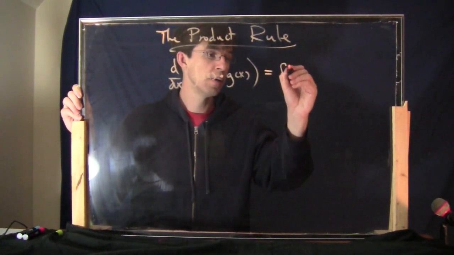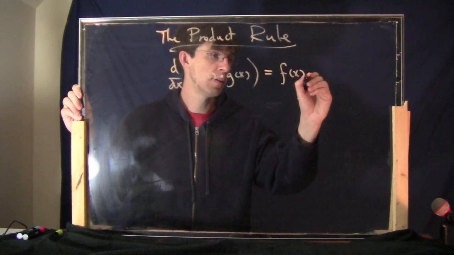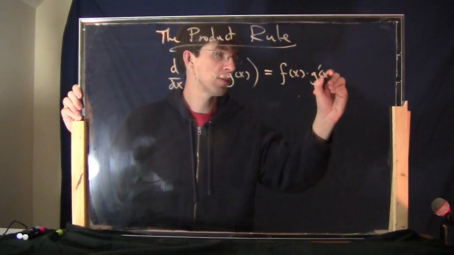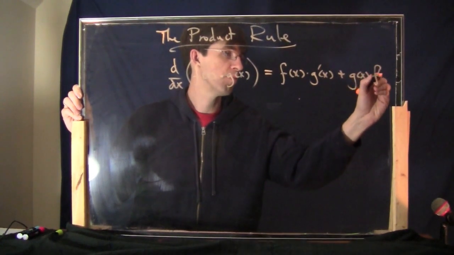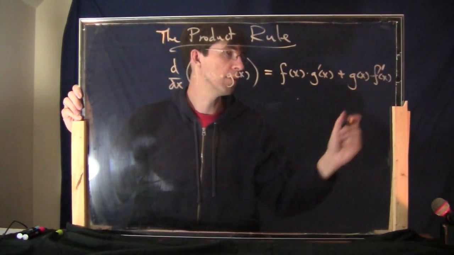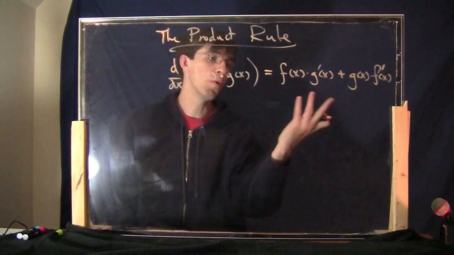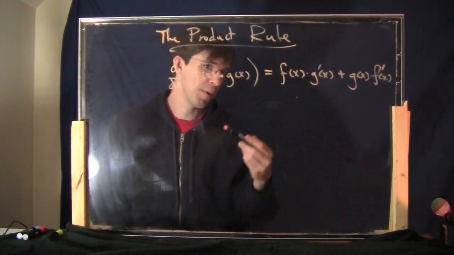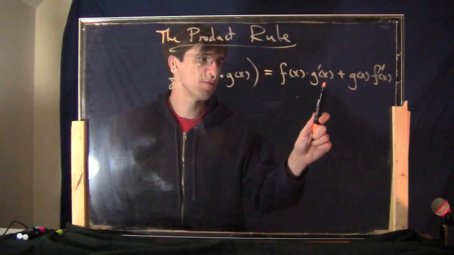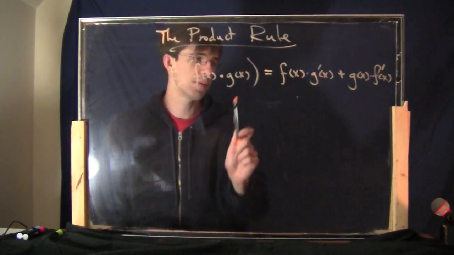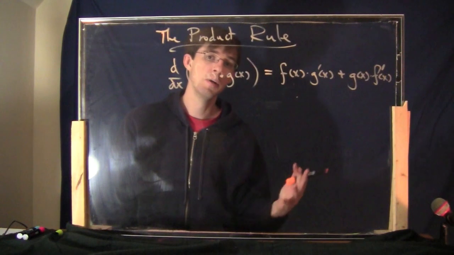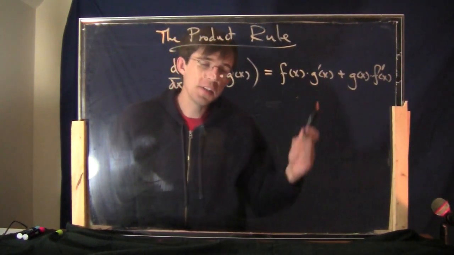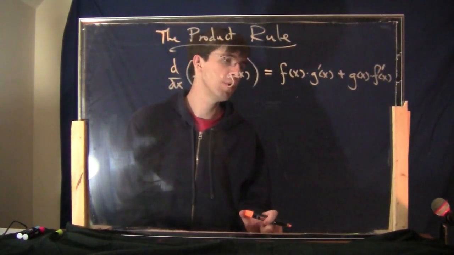Here's what it is. The answer is f of x times g prime of x plus g of x times f prime of x. That's a prime right there. F prime of x, all right? So the way that I'm going to say this usually, if I'm saying this out loud, it's the first thing times the derivative of the second thing, of the two things here, plus the second thing times the derivative of the first thing. Pretty great, huh? It's got a nice sort of symmetry to it, if you will.